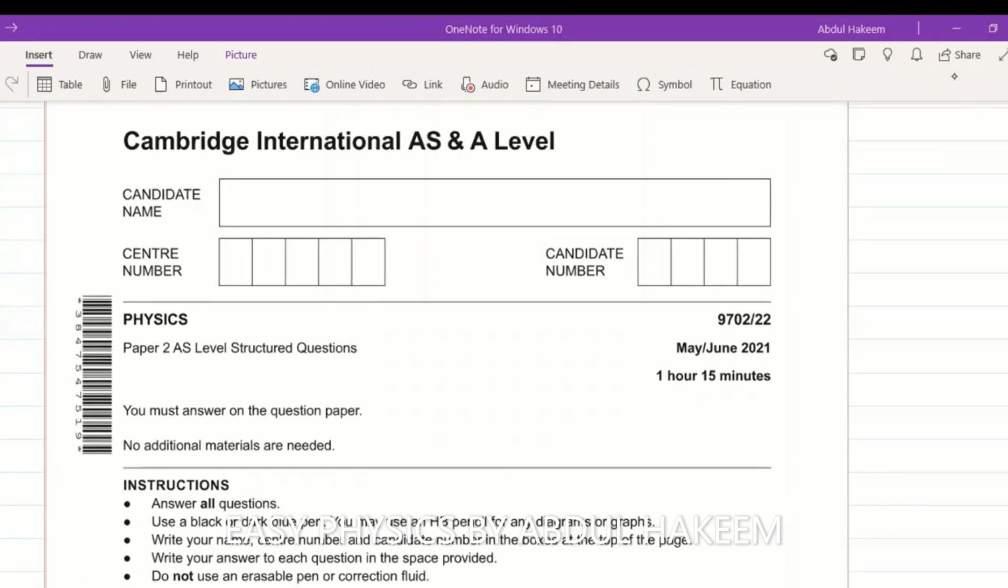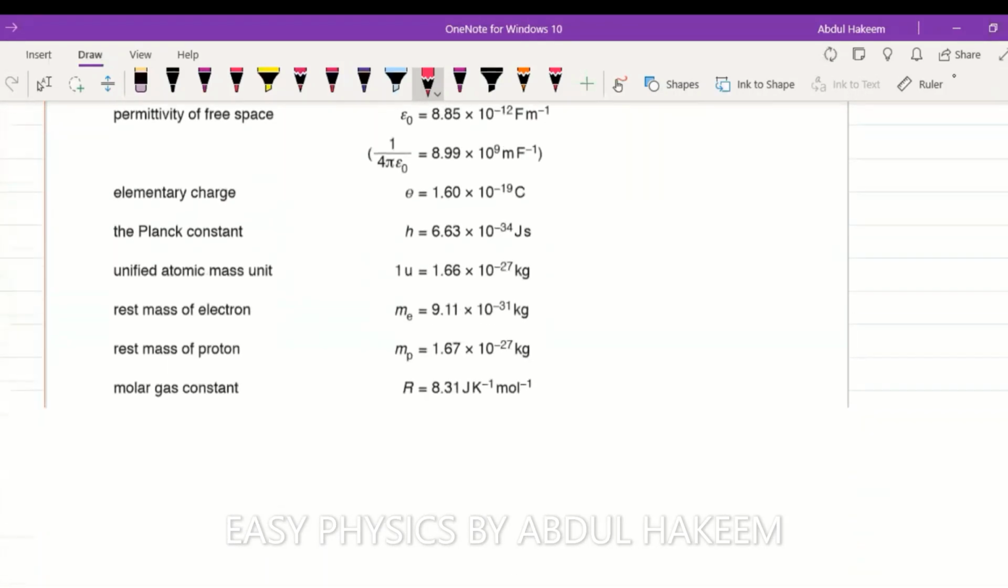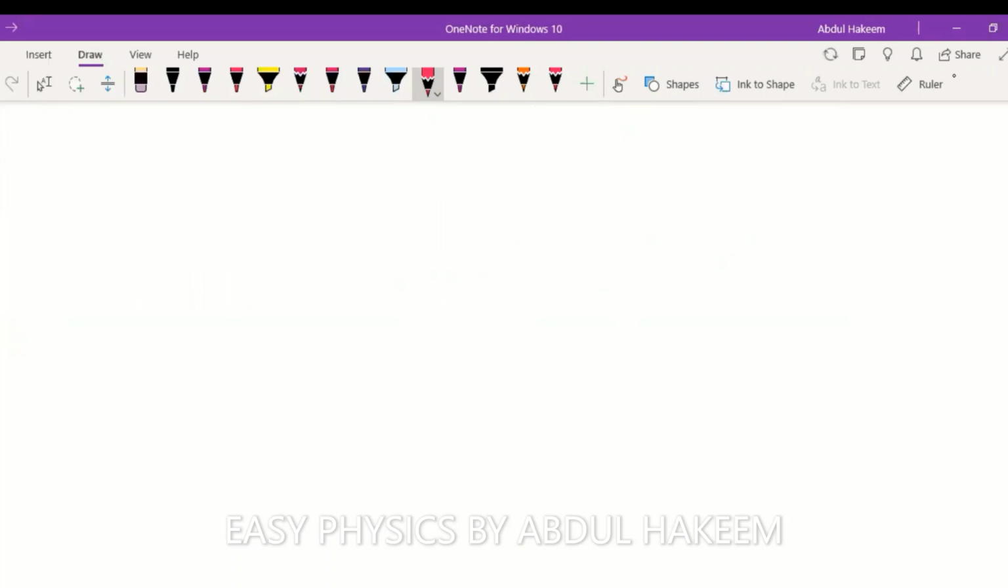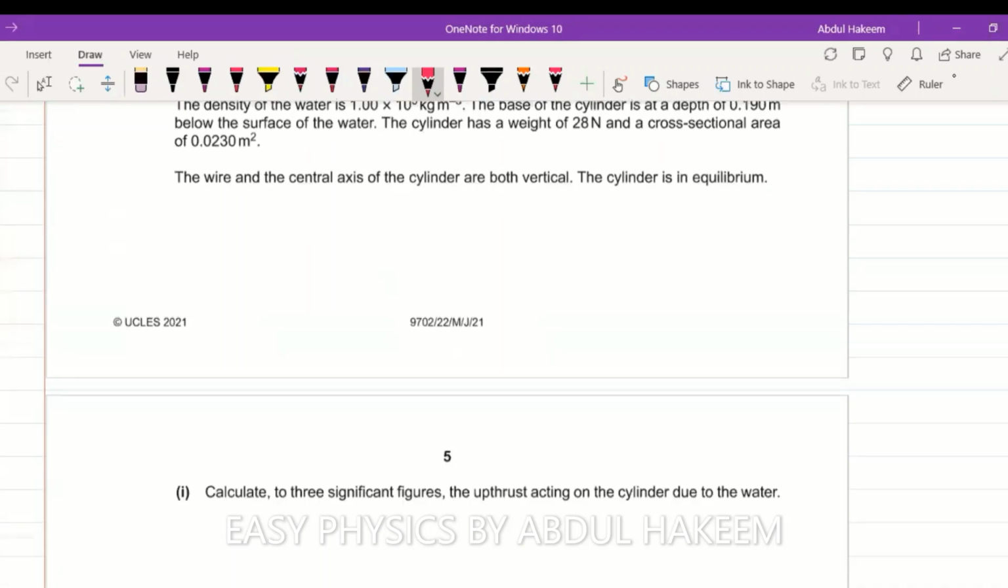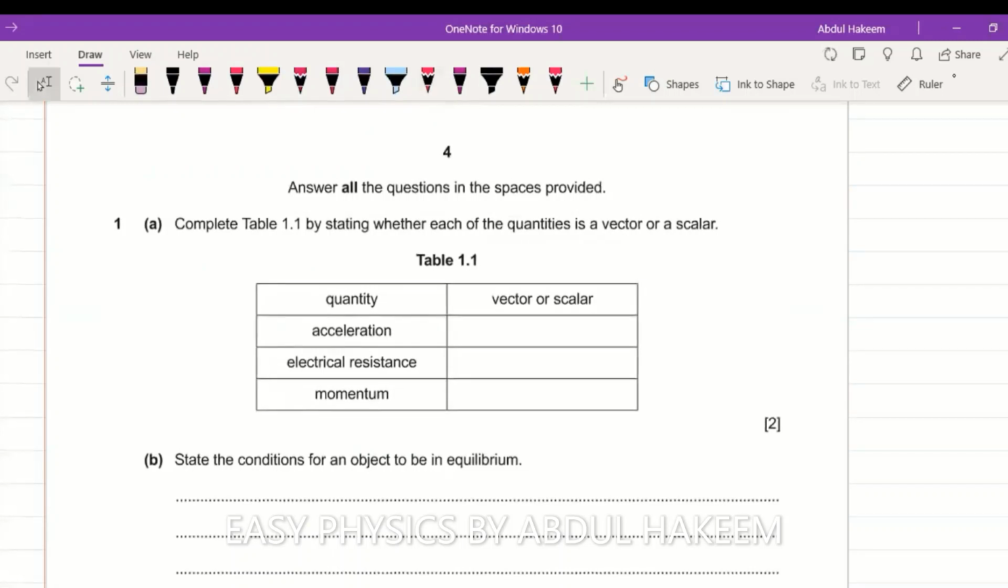Hello, everyone. So this is another paper for the practice, and the paper is May-June 2021, and the variant is 22. Look at question number 1. Question number 1 is: complete Table 1.1 by stating whether each of the quantities is a vector or scalar.